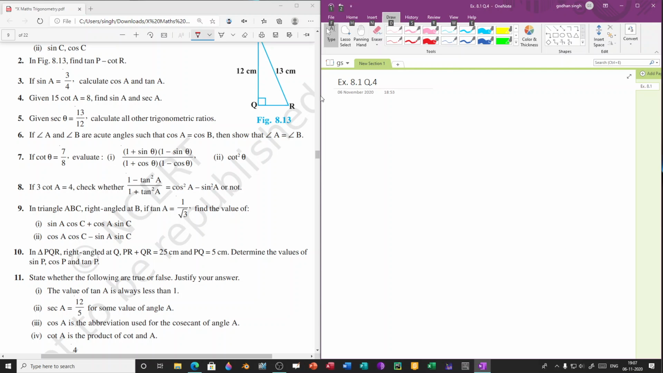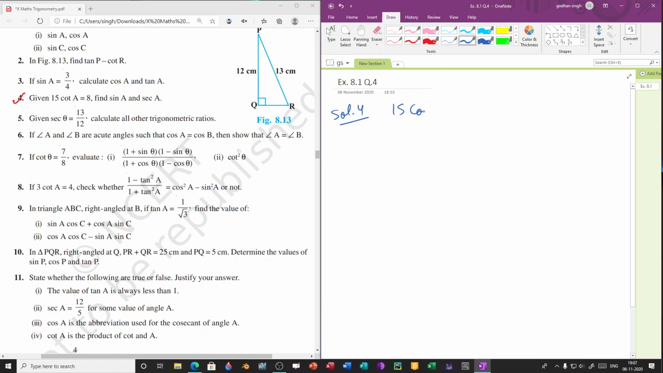Exercise 8.1, question number 4. Now question number 4 is given: 15 cot A equal to 8. Find sin A and sec A. So this is similar to question number 3 which we have done. So what we'll do is, first of all write the value of cot A. So cot A is 8 by 15. So let us solve question number 4.